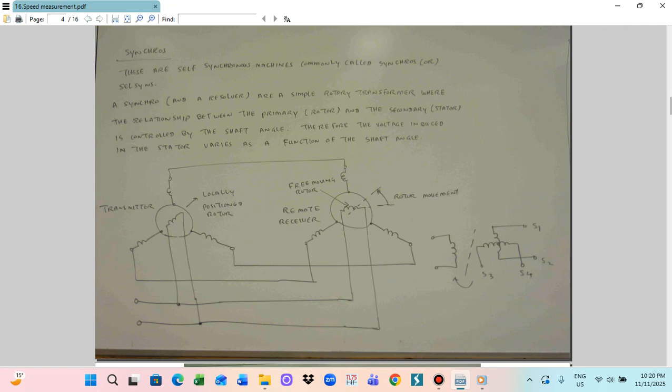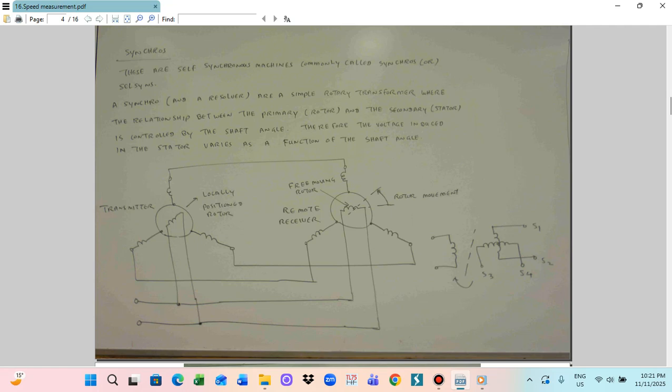Synchro has two functions. One is the transmitter and the other is the remote receiver. This is a synchro here. The synchro has a resolver, a simple rotary transformer, where the relationship between the primary rotor and secondary stator is controlled by the shaft angle. When you change the primary position, the voltage is induced. The induced voltage tries to rotate the rotor. The rotor movement depends on how much induced voltage there is. When this one is parallel, there is no induced voltage, so the rotor is at this position. When you rotate the transmitter, a voltage difference happens. That voltage difference tries to rotate the rotor. So this is the way that we use the synchro.